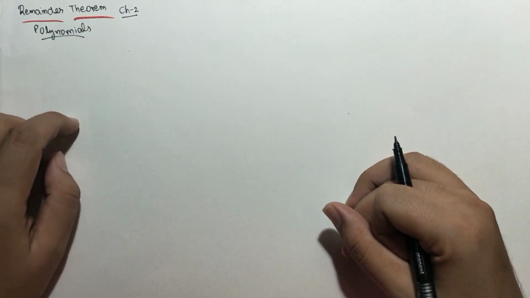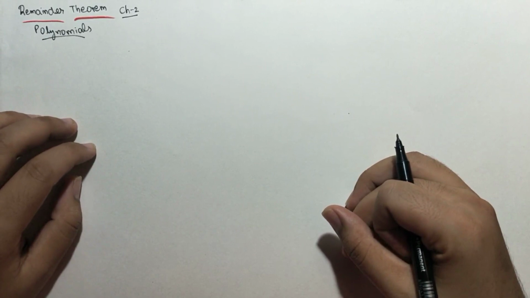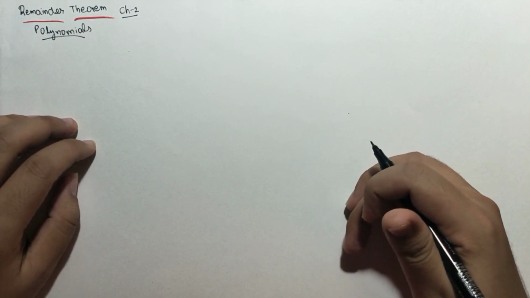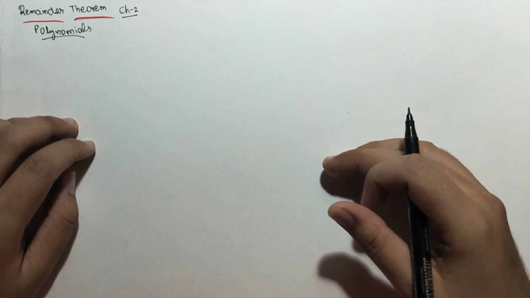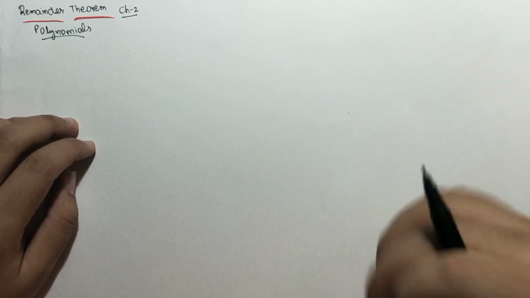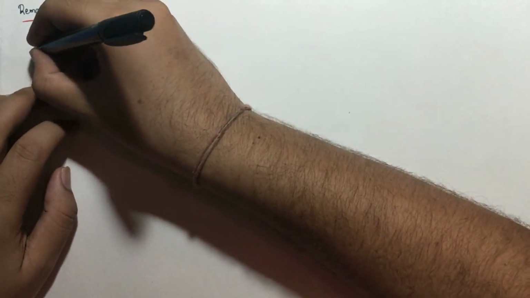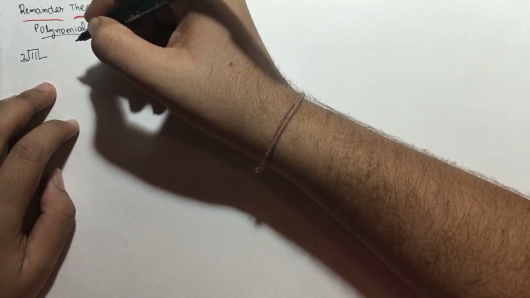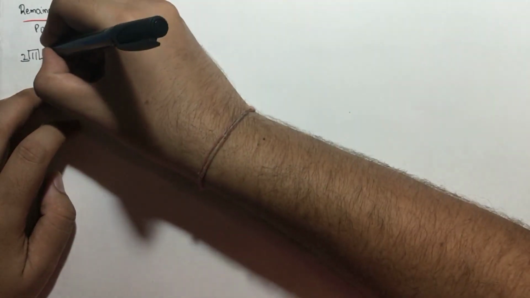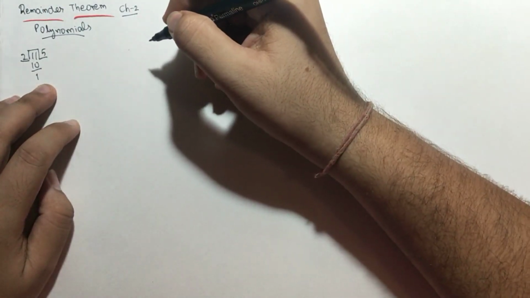What is the remainder theorem? I will start explaining this using very basic knowledge. We all know that if we divide any two numbers, forget about polynomials right now, we know what division is. So I am taking a very easy example. What is 11 divided by 2? If I divide 11 by 2, we know that it is 5 and the remainder would be 1.